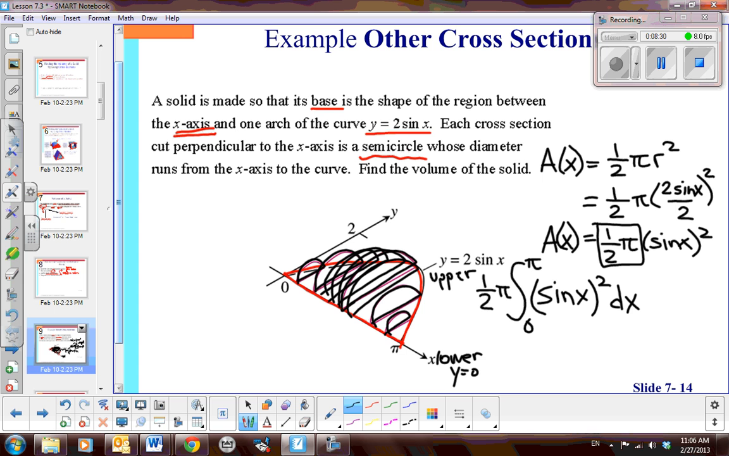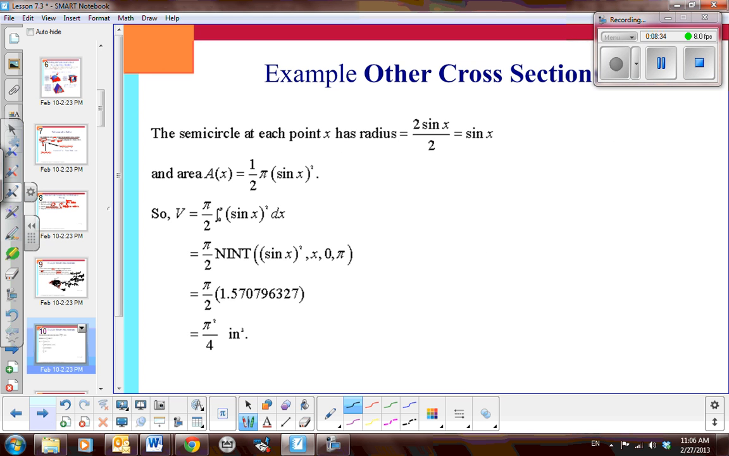So I believe I have the answer on the next slide. So we've got, yes, this is what we got, 1/2 pi sine of x squared. We took the integral from 0 to pi. It's a little foggy there. And we end up with pi times this value, which we can see is 1.57, that looks like pi half, huh? So our final answer is the volume is pi squared over 4.